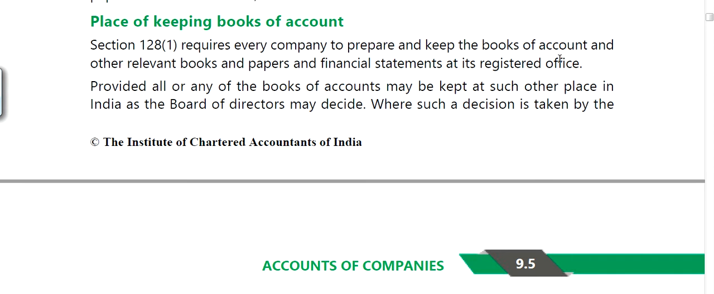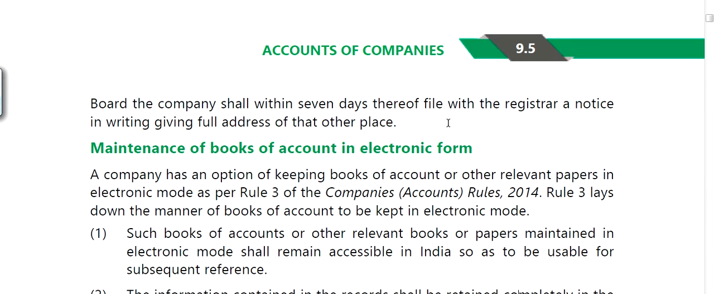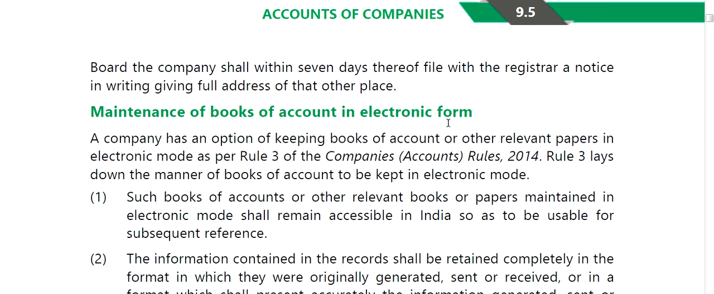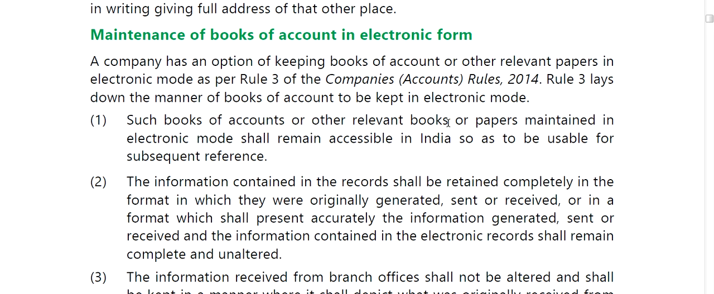So if it is other than the registered office, who will decide? Board of directors. Where such decision is taken by the board, the company shall within 7 days thereof file with the registrar a notice in writing giving the full address of that other place. The board can decide, but the one condition is that within 7 days they have to give a written notice to the registrar of that place.